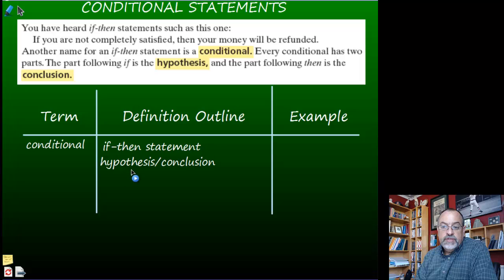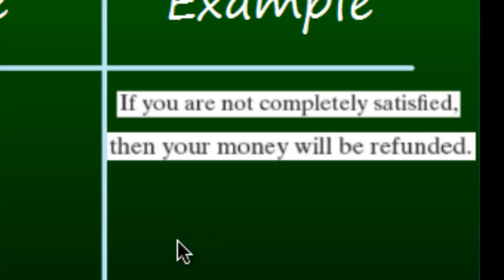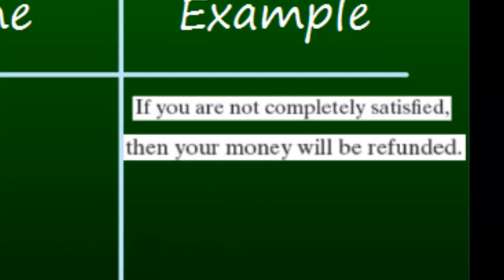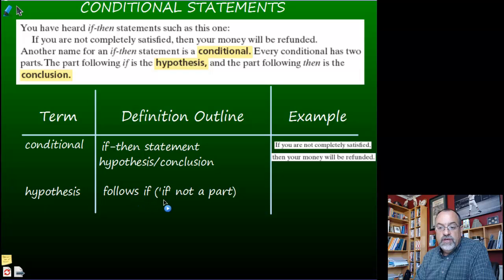Conditional statements contain a hypothesis and a conclusion, and an example here would be: if you're not completely satisfied, then your money will be refunded. Now the hypothesis follows the word if. If is not part of the hypothesis, so I don't want you to include it in your answer. When I ask you to identify the hypothesis, if you include the word if, then I'm going to have to consider that you haven't been detailed or particular enough about what the definition is, because the word if is not part of it. So in our example, the hypothesis is: you are not completely satisfied.